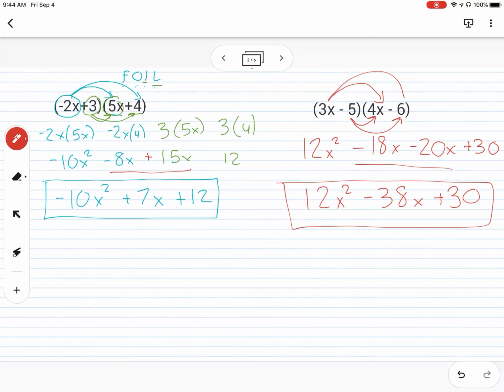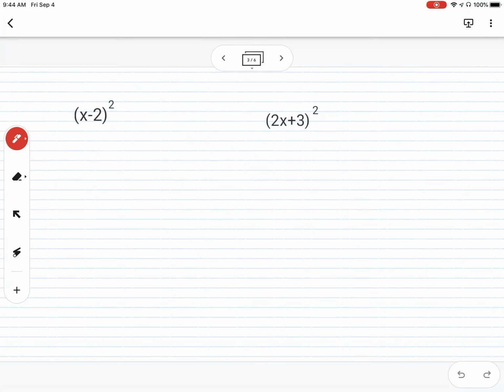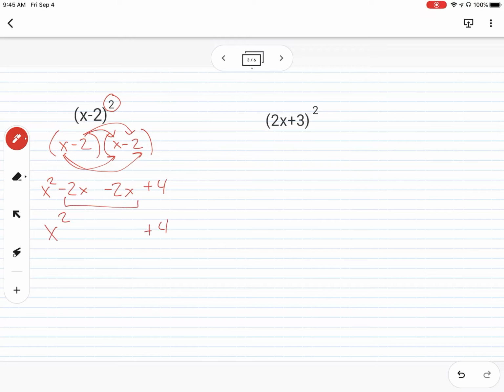So distribute, combine like terms. In this one, when it has an exponent, remember exponents tell you how many of that thing you have. So this is really x minus 2 times x minus 2, which is what we just did, right? So we do x squared minus 2x, and then negative 2x plus 4. Combine like terms, minus 4x in the middle, and there's your answer.